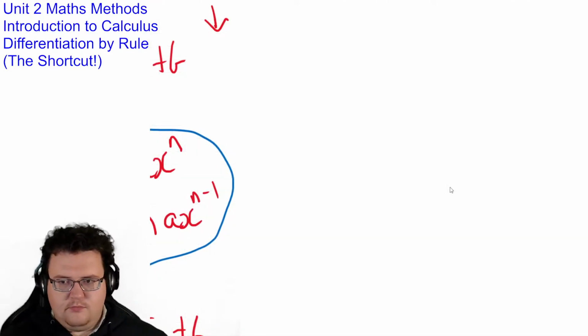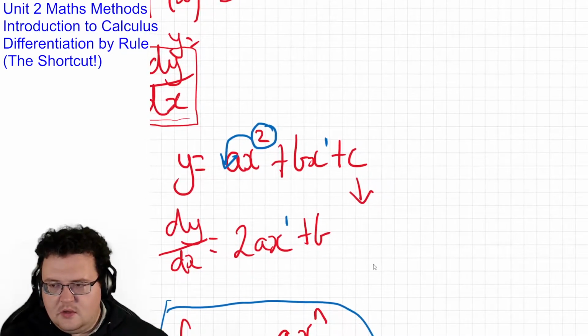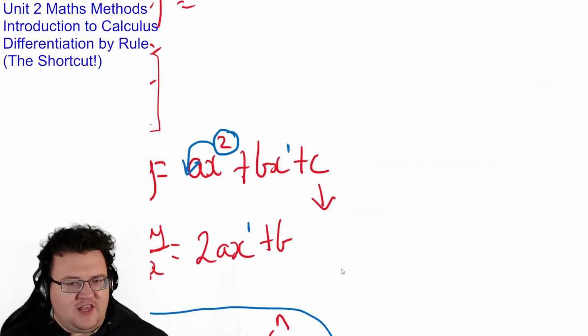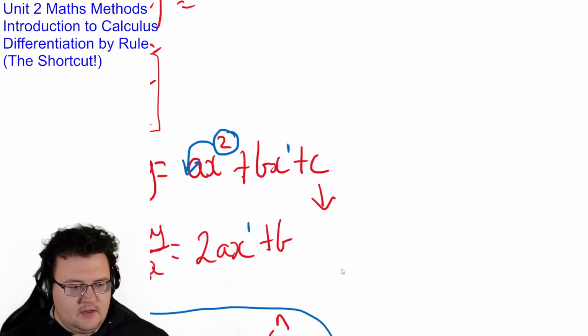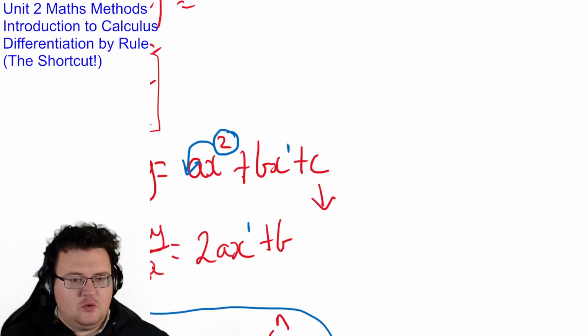If I wanted to find the axis of symmetry on a quadratic, what's the formula for that? The axis of symmetry on a quadratic. Negative b over 2a. All right. And what do we know when we have a derivative equation? Where is the turning point going to be? It's when the gradient is equal to 0.